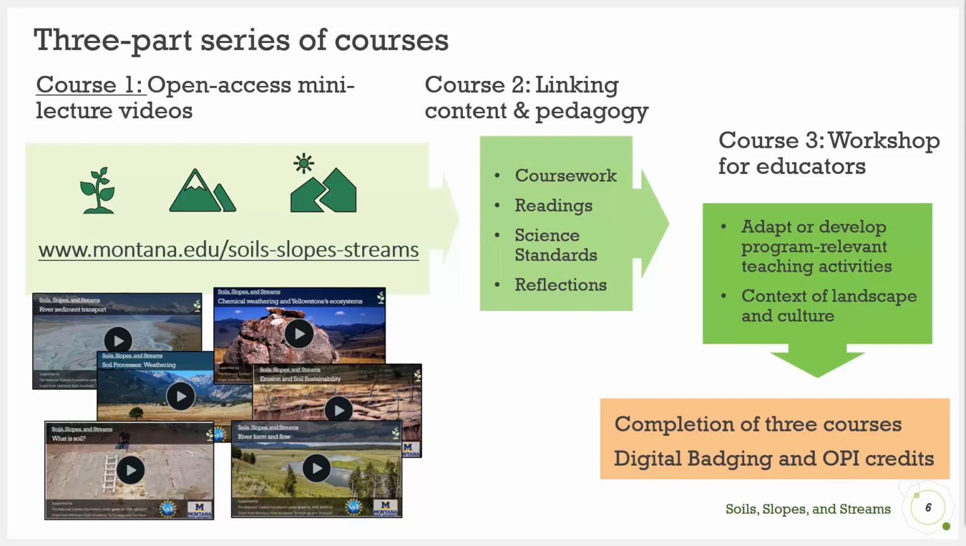Course 1 is free and open access. That's the series of lectures you've likely already found. These videos are aimed at the non-specialist, and they're available at the Soil, Slopes, and Streams website, which is shown above, www.montana.edu/soils-slopes-streams. Course 2 integrates content with pedagogy through coursework and reflections. And Course 3 is a workshop where participants can earn a digital badge and teacher development and renewal credits.